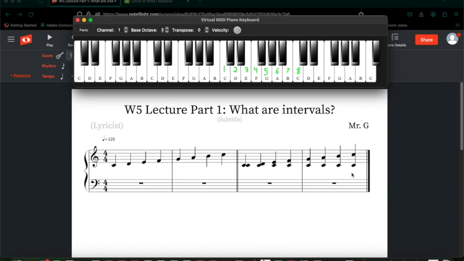And that is the first part, Introduction to Intervals. In the next part, we're going to talk about a different part of an interval called the quality, and how to find the quality using scales.